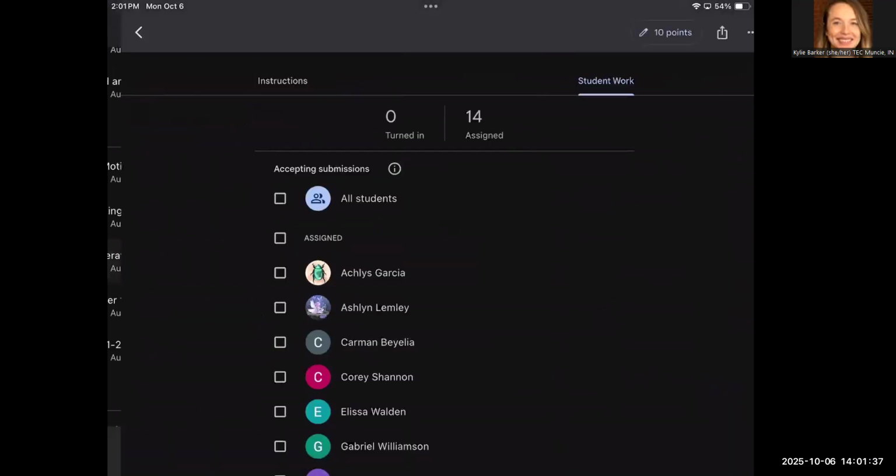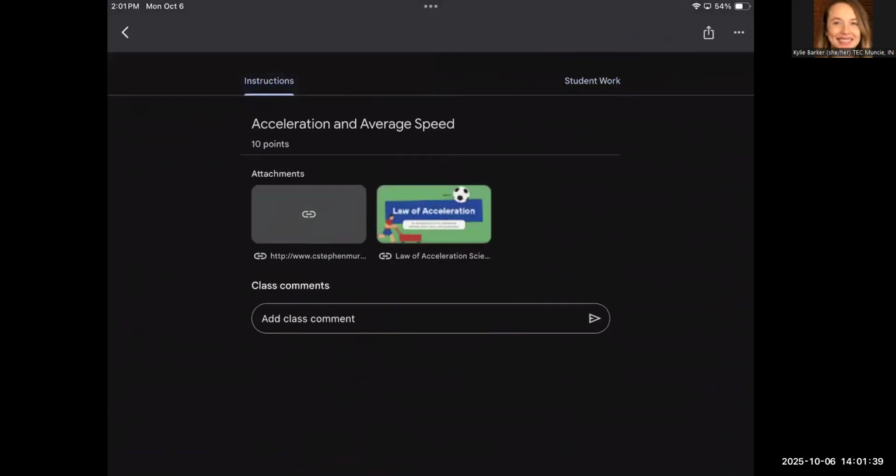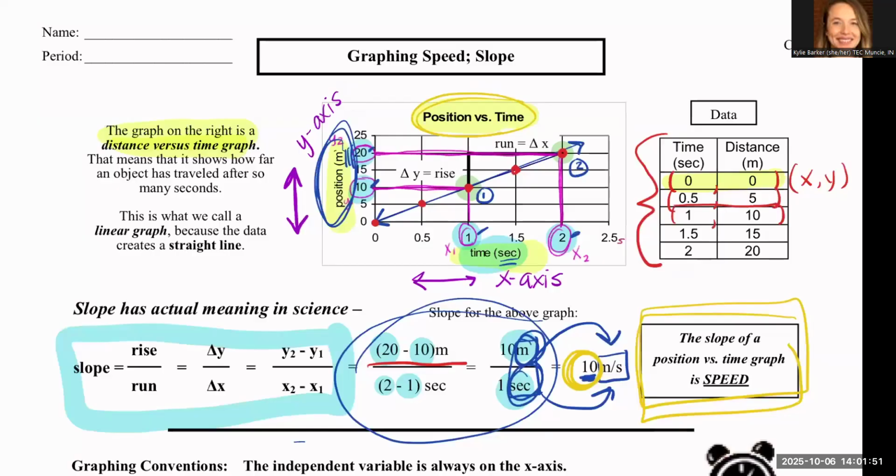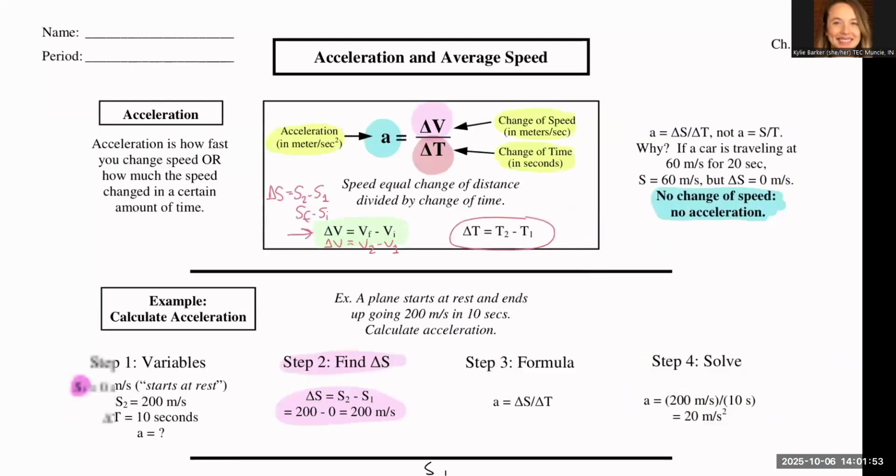Where we're going today is this assignment, acceleration and average speed. We'll save this slideshow for tomorrow, actually. I may move that, but we're going to be working on an assignment that looks very similar to what we did today, except we have a new equation. So finally, our second formula, I should say, we're going to be working on today, doing a little bit of graphing with that as well.